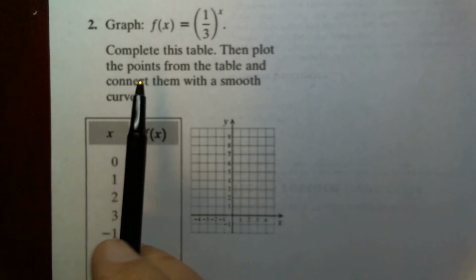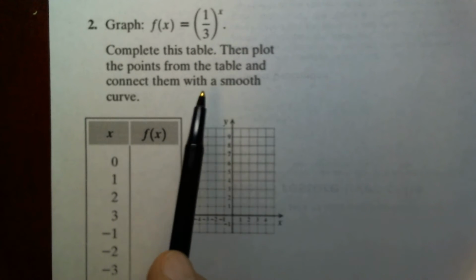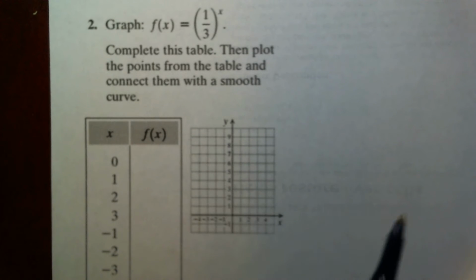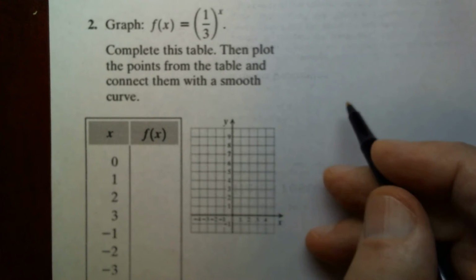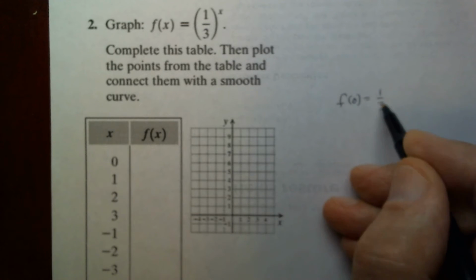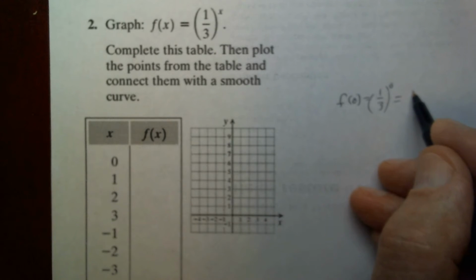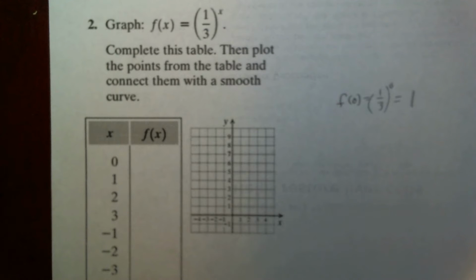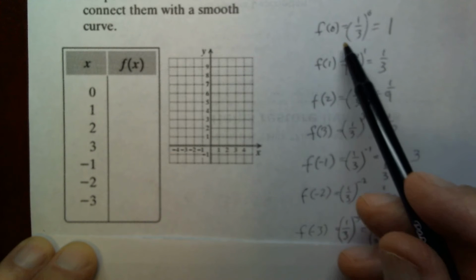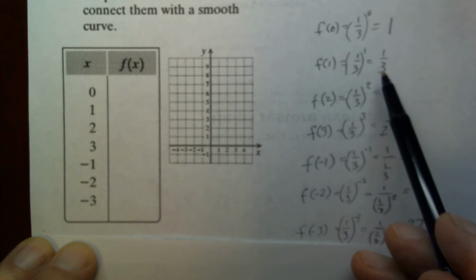In a similar way, to graph the function f of x equals (1/3) to the x power, we complete the table, and then we plot the points from the table, and again connect them with a smooth curve. So when we choose the values for x, f of 0 is equal to (1/3) to the 0 power, which is of course equal to 1. So here we've evaluated the function f of 0, equal to 1. F of 1 equals (1/3) to the first power, or 1/3.